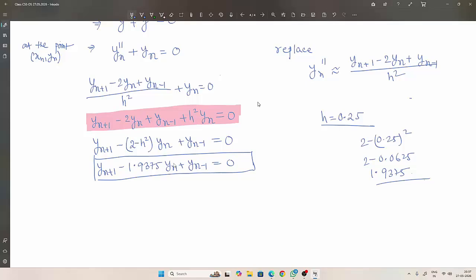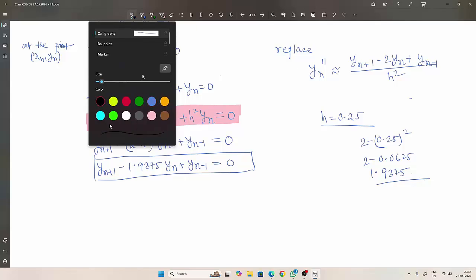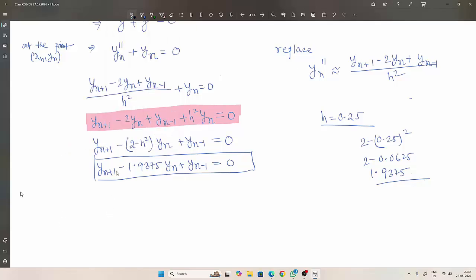So we have converted the ODE to a difference equation. Previously it was an ordinary differential equation, and now we have converted this into a difference equation. Now this difference equation will be solved by using the simultaneous equation method. How will we do it? Let's put different values of n. From where will you start the values of n?